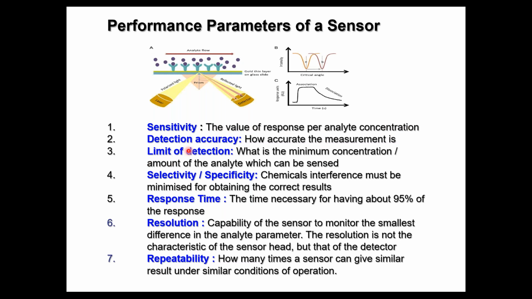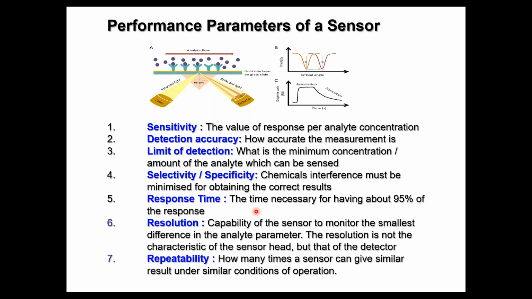So the sensitivity, that is one. The detection accuracy, how accurate the measurement is. The limit of detection, what is the minimum concentration. This concentration can be any other parameter as well. That's what I am saying. This is specific to this condition; you can change it accordingly. The amount of analyte which can be sensed, selectivity or specificity, the chemical interference. There can be other chemicals which interfere with this kind of detection, and that has to be minimized.